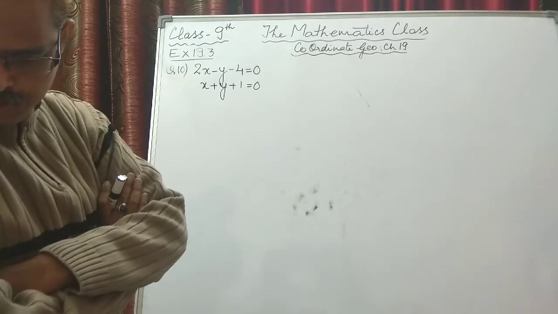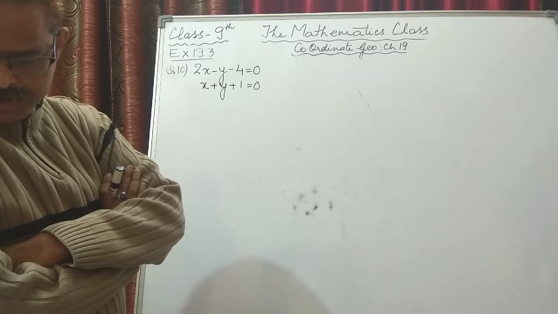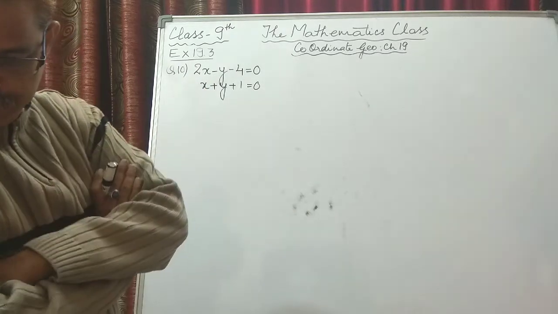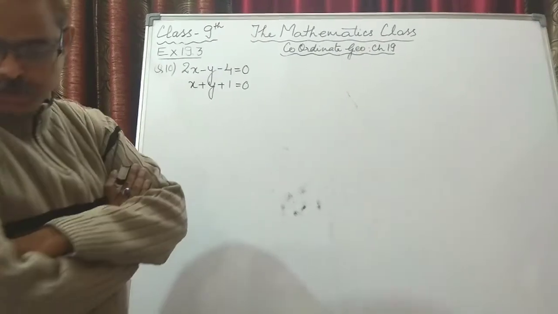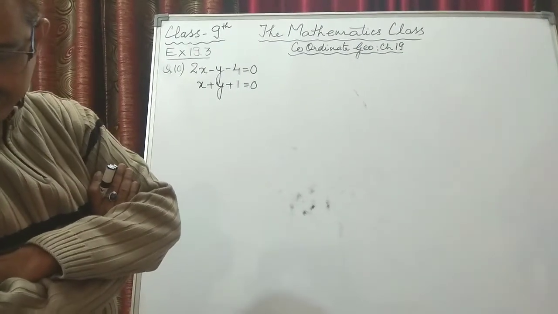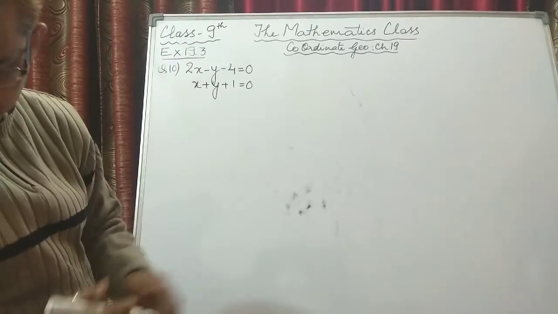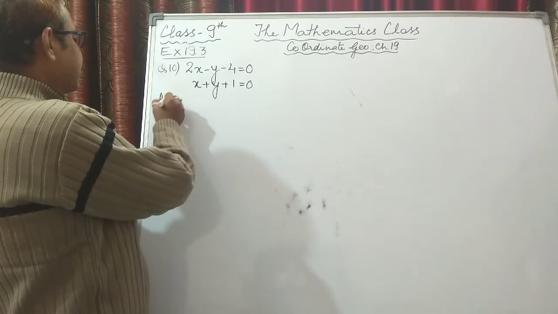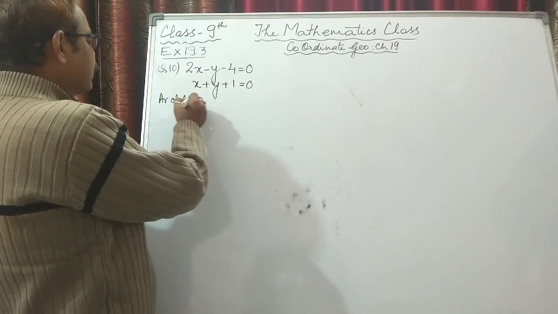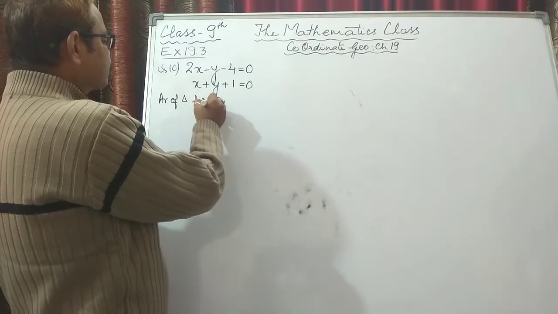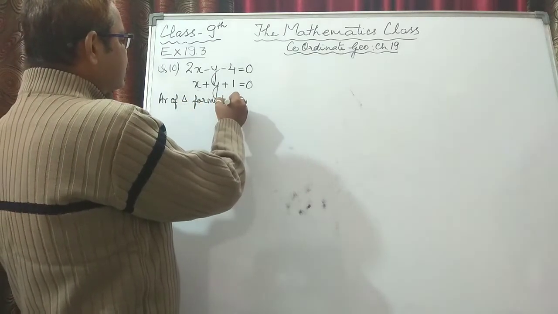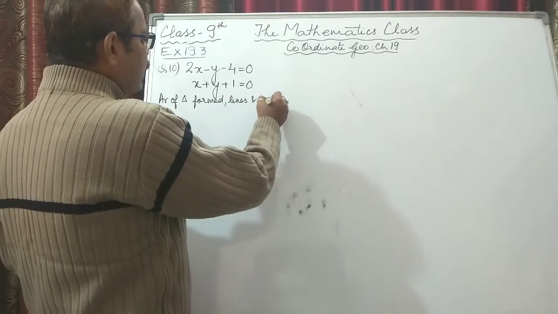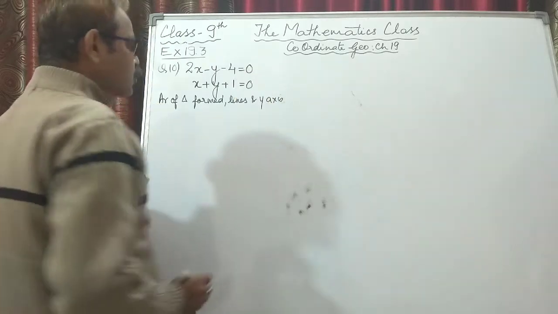They say solve the system of linear equations graphically, and the equations are 2x minus y minus 4 is equal to 0 and x plus y plus 1 is equal to 0. Hence find the area of the triangle formed by these lines and y-axis. Also you have to find out the area of the triangle enclosed between the lines and y-axis. So we will solve this.